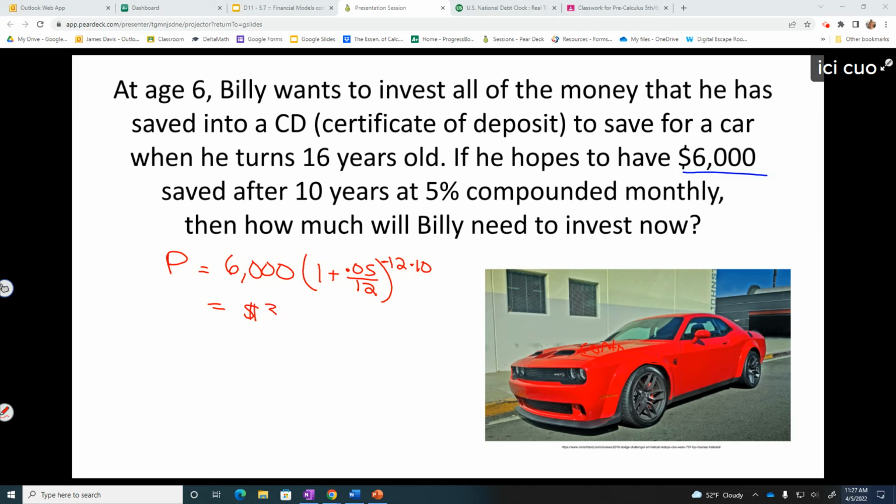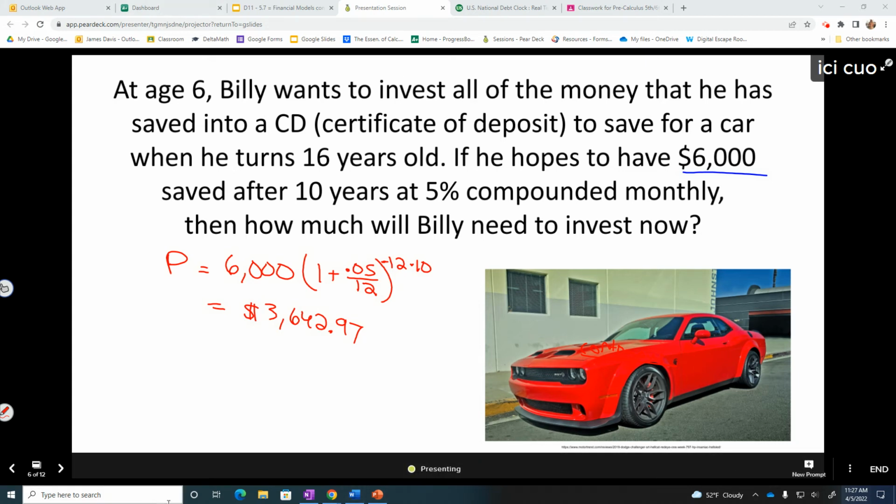And I got $3,642.97. So that's how much you would need to put into a savings account, save up enough allowance money or something like that, birthday money. Put $3,643 in there and got $6,000. Sometimes older people do these certificates of deposit. I remember my grandpa buying these because they're really secure. You don't get a ton of interest, but they're really secure investments.